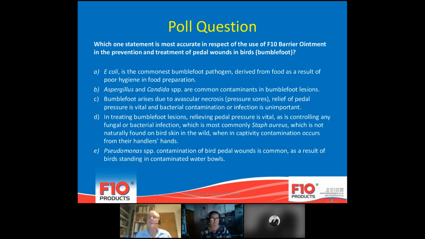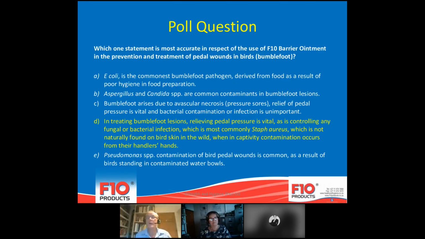Pseudomonas contamination of bird pedal wounds is common, and as I said before, if these are waterfowl and they're standing in water, certainly that is true, but we're really thinking about birds of prey in this case, but it's a good response all the same. A, E. coli is the commonest bumblefoot pathogen. Well, that's not true. It can happen, but it's not the commonest, and it's derived from food as a result of poor hygiene in food preparation. Well, that's the commonest source of E. coli, but I say it's not a common problem for us.